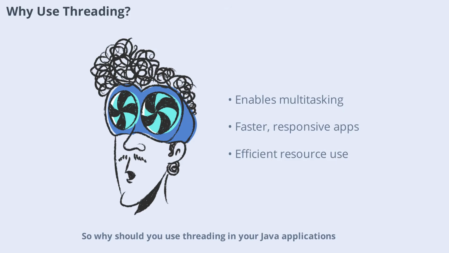Why should you use threading in your Java applications? The main reason is multitasking. Threading allows your program to perform multiple operations at the same time. For example, in a chat application, one thread can handle sending messages while another receives them. In a game, one thread might update graphics while another processes player input. This makes your applications faster, more responsive, and much more efficient overall.